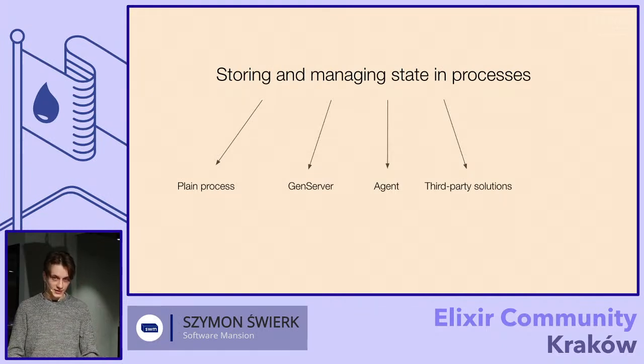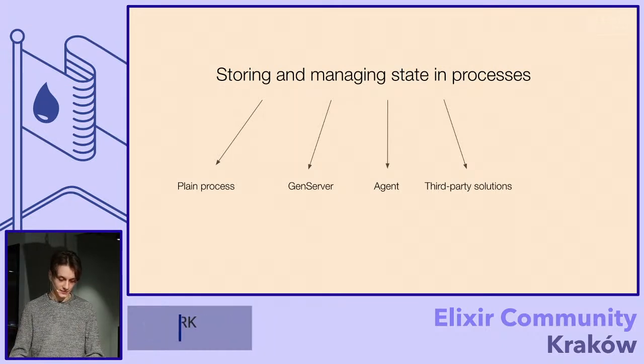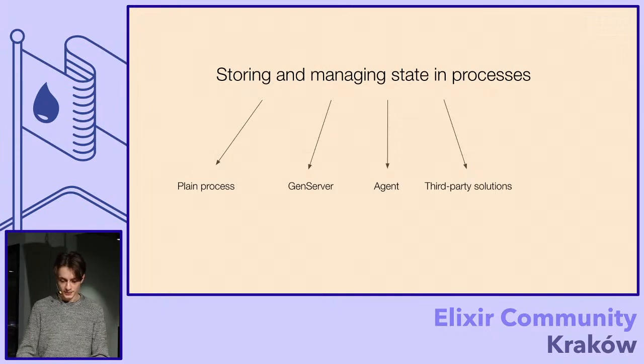So let's go deeper there and think about how can we store and manage state in processes. Of course, you can build everything from scratch, but in most cases you want to use the abstractions that Elixir provides, so gen server behavior or agent, which is built on top of gen server. If your problem is specific enough, you may want to look for some third-party solutions, of course. And what may go unnoticed, especially by devs who come to Elixir without former Erlang experience, is that OTP offers more than that.